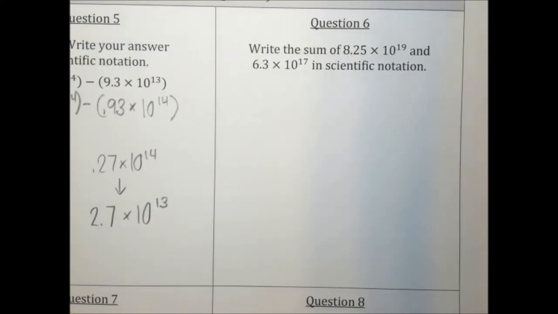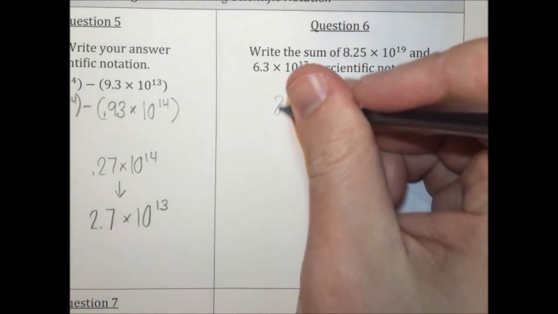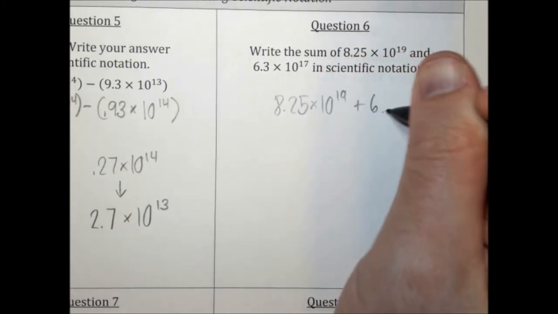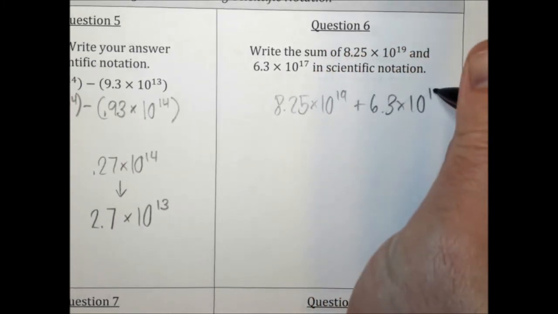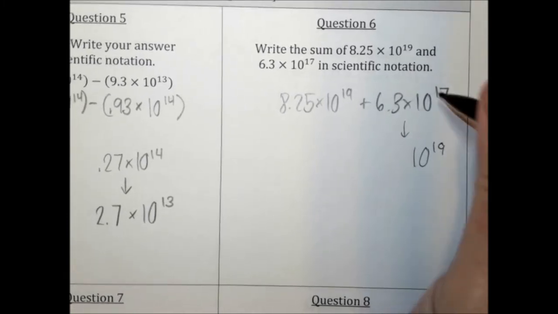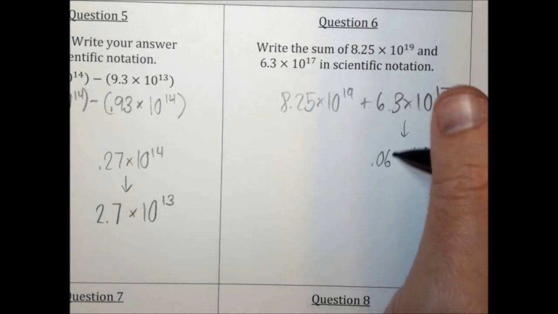Question 6. Find the sum of 8.25 times 10 to the 19th and 6.3 times 10 to the 17th. These numbers need to be added because sum means to add. Let's change the 17 to a 19. Two bigger. Let's make the decimal move twice here and become smaller.